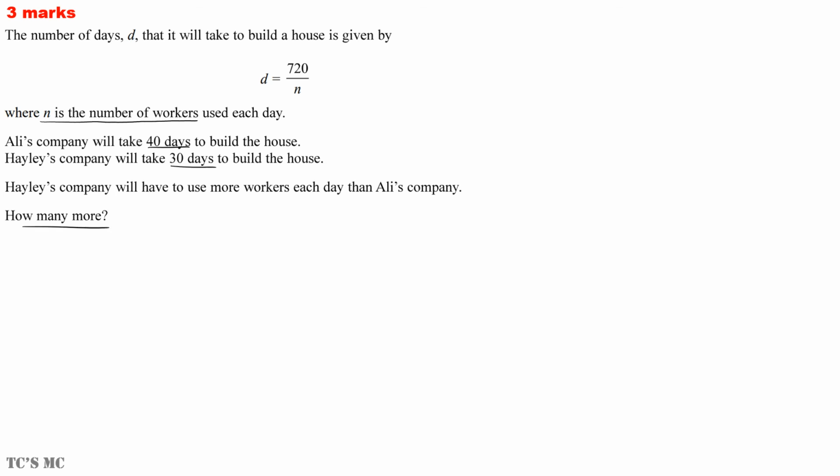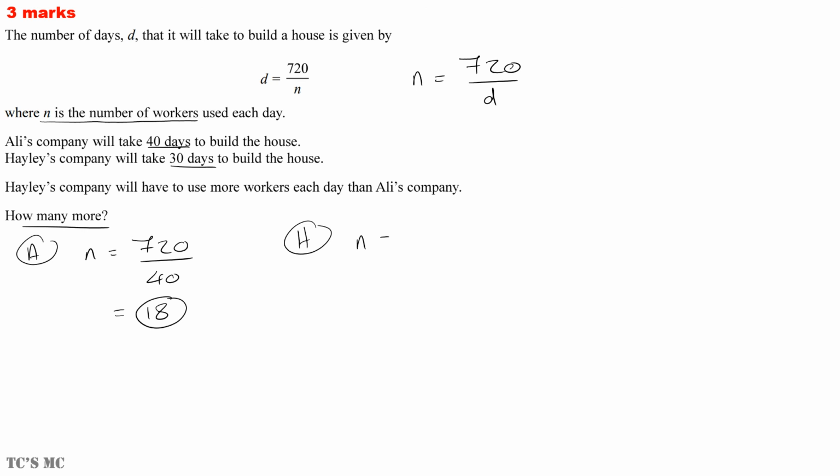How many more? Before we start, because we need the number of workers, I'm going to rearrange the formula. So I have N is equal to 720 over D. Now let's work out how many workers Ali needs. N is equal to 720 divided by the number of days, so divided by 40, and that is 18. Moving on to Haley. N is equal to 720 divided by the number of days, so 30, and that gets us 24.